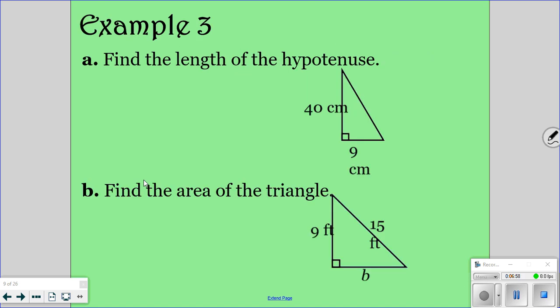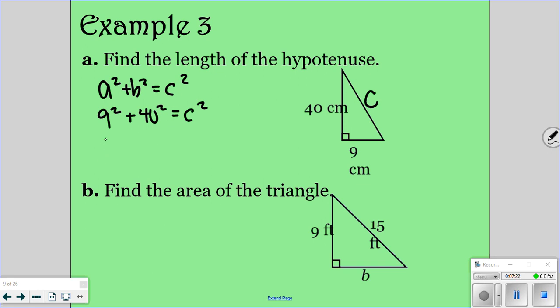So we want to find the length of the hypotenuse. So that is our C. So we're going to start with A squared plus B squared equals C squared. Now A and B can be interchanged. They're just the legs. It doesn't matter which one is A and which one is B. So you can say 9 squared plus 40 squared equals C squared.